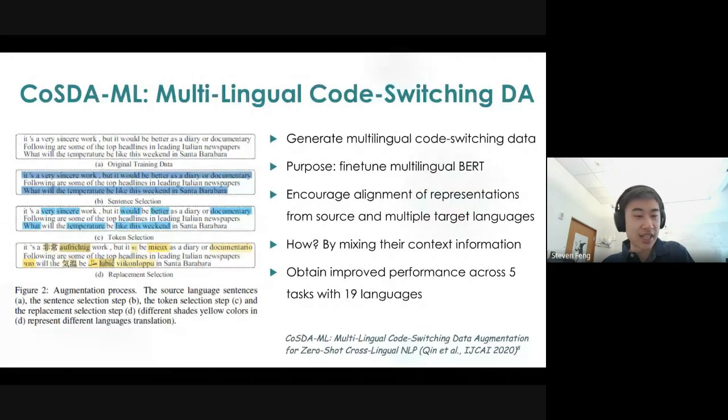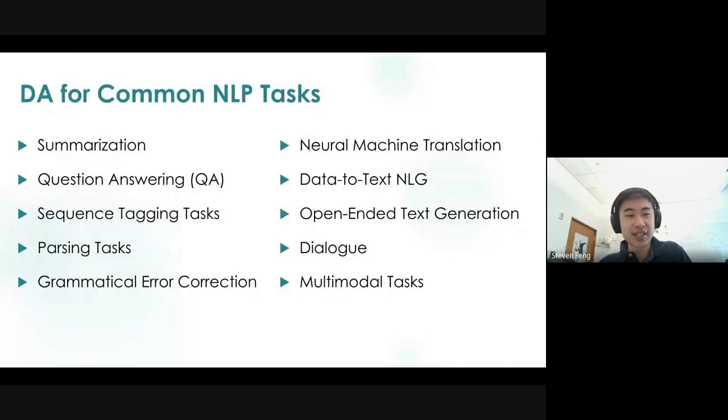So you can see an example of how this works on the figure on the left of the slide. And they show improved performance across 5 tasks with 19 languages, which was quite impressive. Our paper also looked at data augmentation for many common NLP tasks, including question answering, grammatical error correction, neural machine translation, dialogue, as well as multimodal tasks.